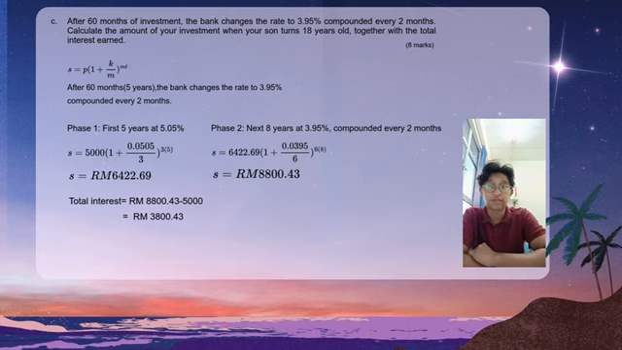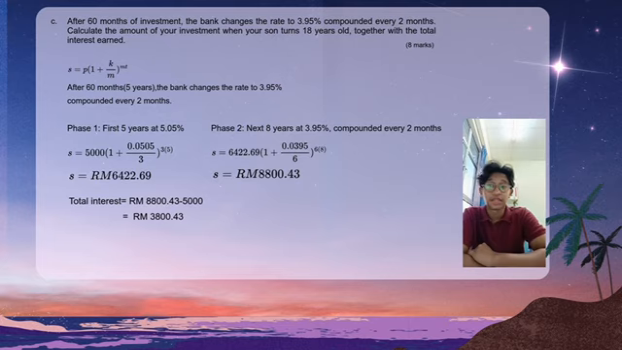And for the second phase, which is the next 8 years, the bank changed the interest rate to 3.95% compounded every 2 months, which means the money will be compounded 6 times a year. So we will be using 6422.69 as P, 0.0395 as K, 6 as M, and 8 as T. So we're using a calculator to solve it.